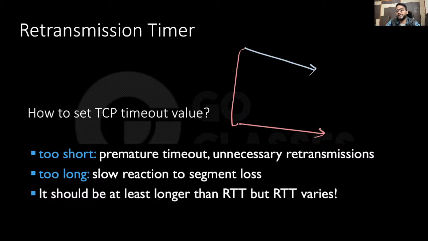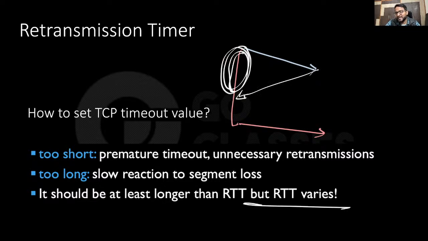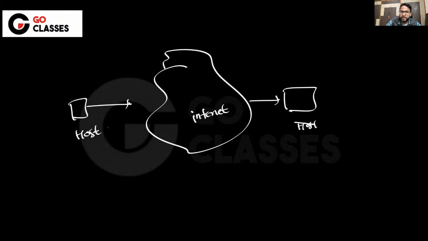If it is too long, then there is a very slow reaction to segment loss, right? If you keep on waiting forever and only after that you send it, then it is a very slow reaction to the segment loss. So it should be at least longer than the RTT, because it takes at least the RTT for the ACK to come. But the problem here is that RTT itself varies. Why? Because of congestion. You are not dealing with hop to hop delivery. You are sending something, and there is an internet in between, a huge network, and this other host. So basically, in TCP, the RTT varies too much, right? This is host A, this is host B.